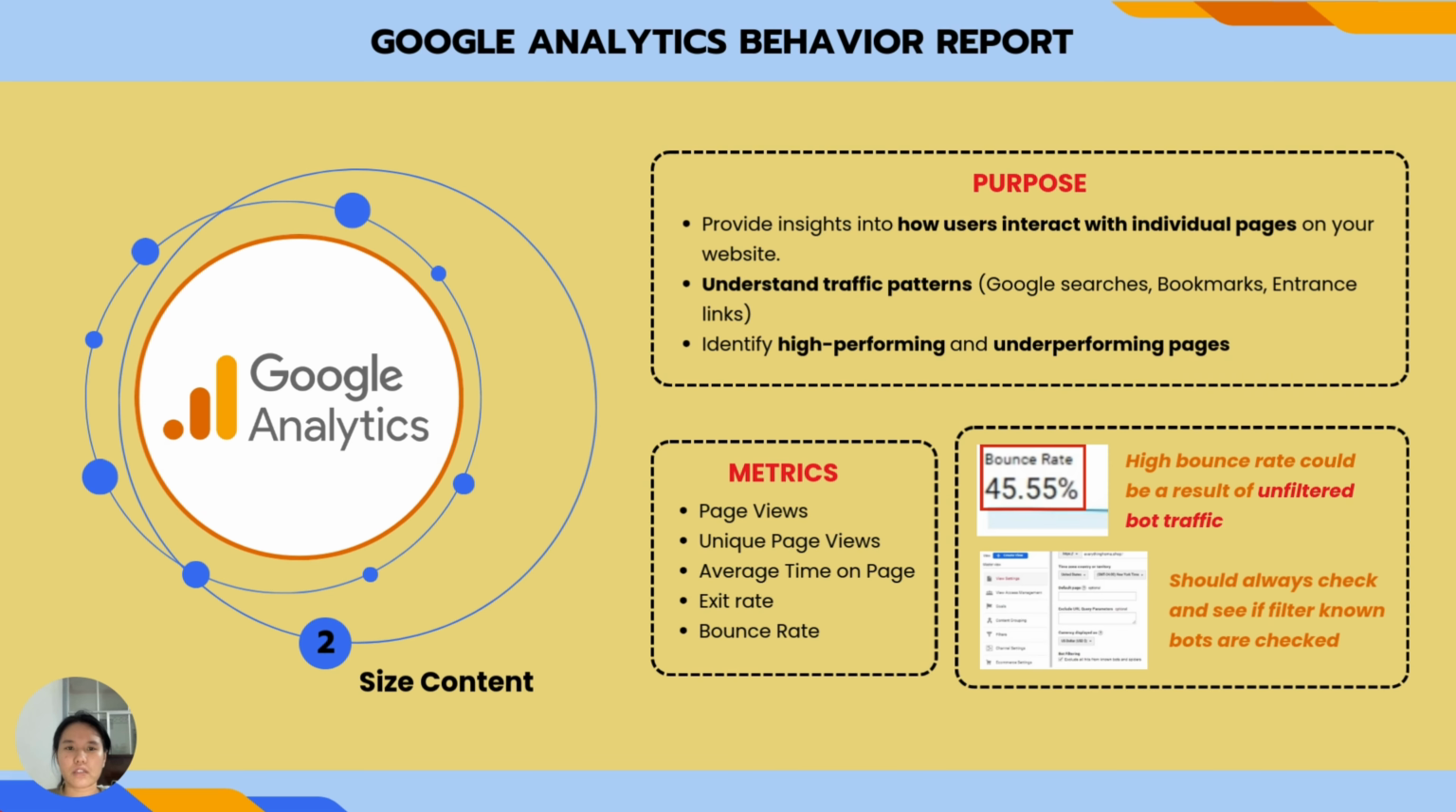Next is site content: all pages, landing pages, and exit pages. This report shows which pages users visit the most, which pages users land on first, and which pages users leave from. For example, if a blog post has high traffic but low engagement, it may rank well but not match user intent. If your checkout page has a high exit rate, you should analyze pricing, steps, and required information.